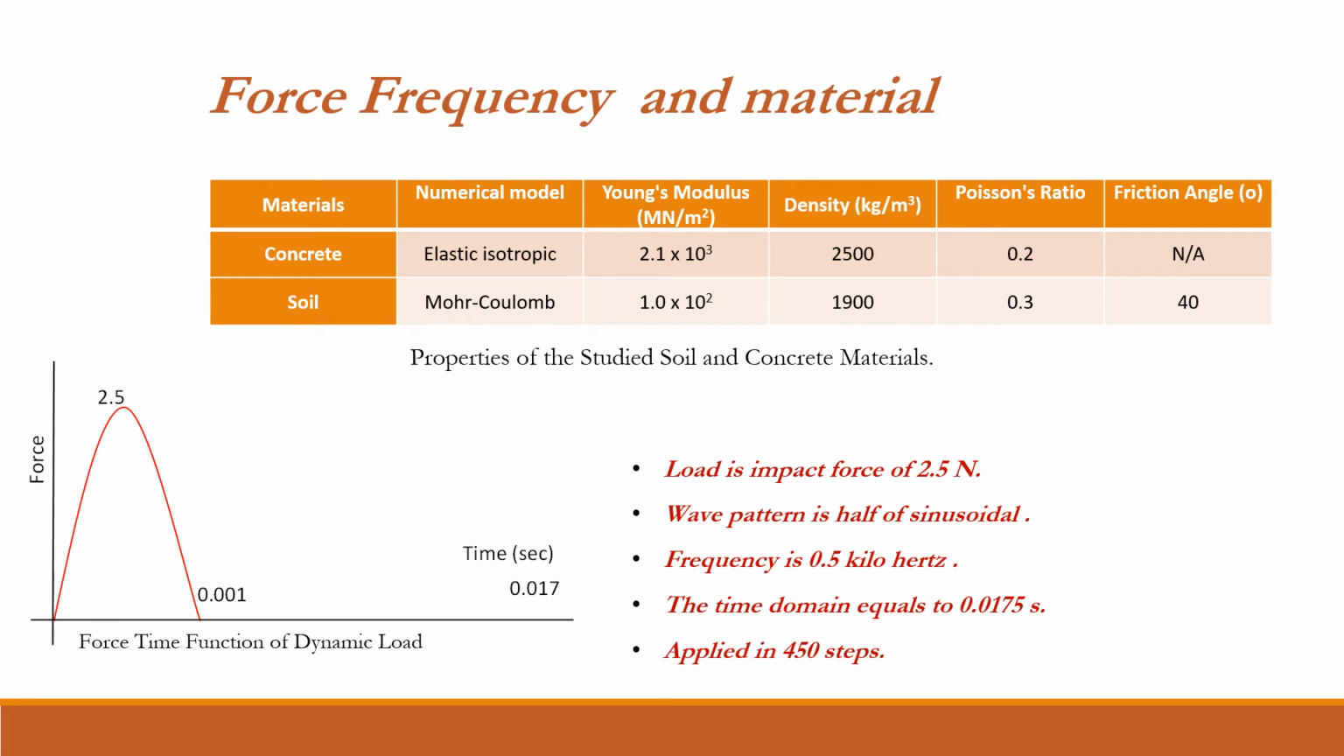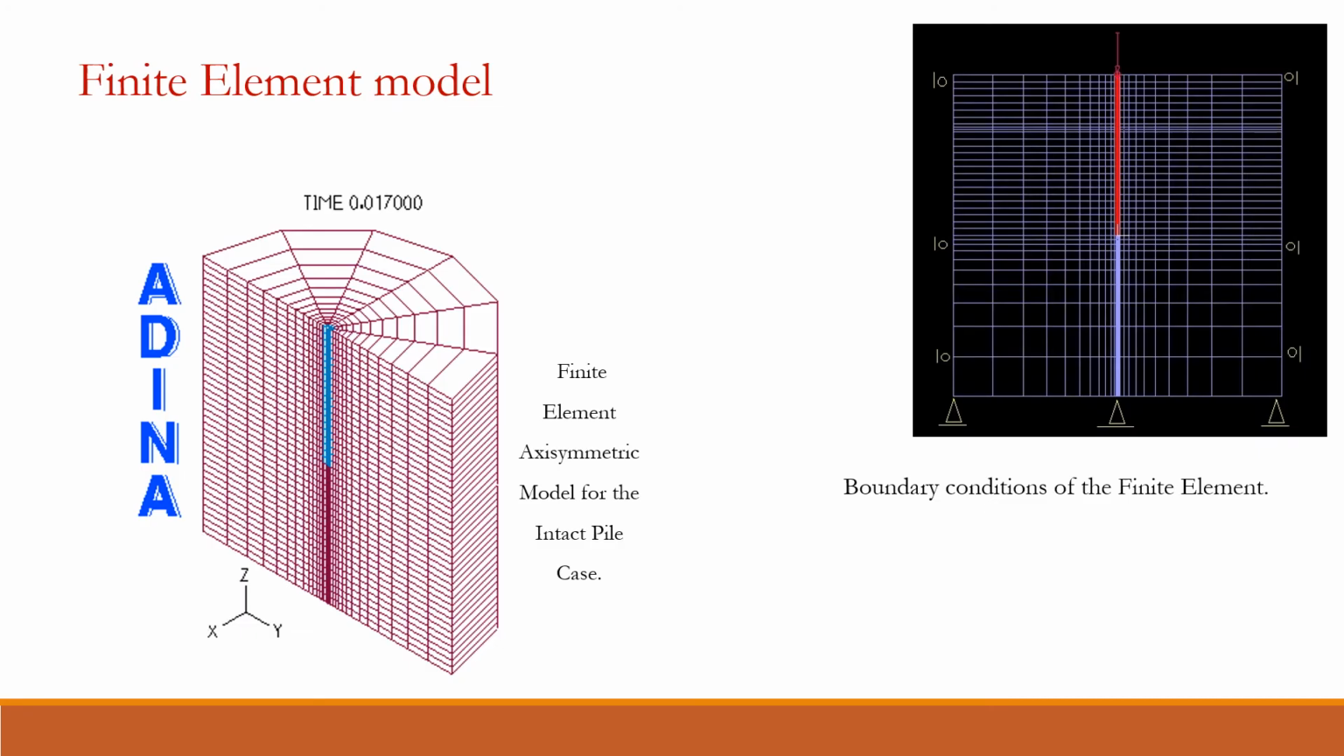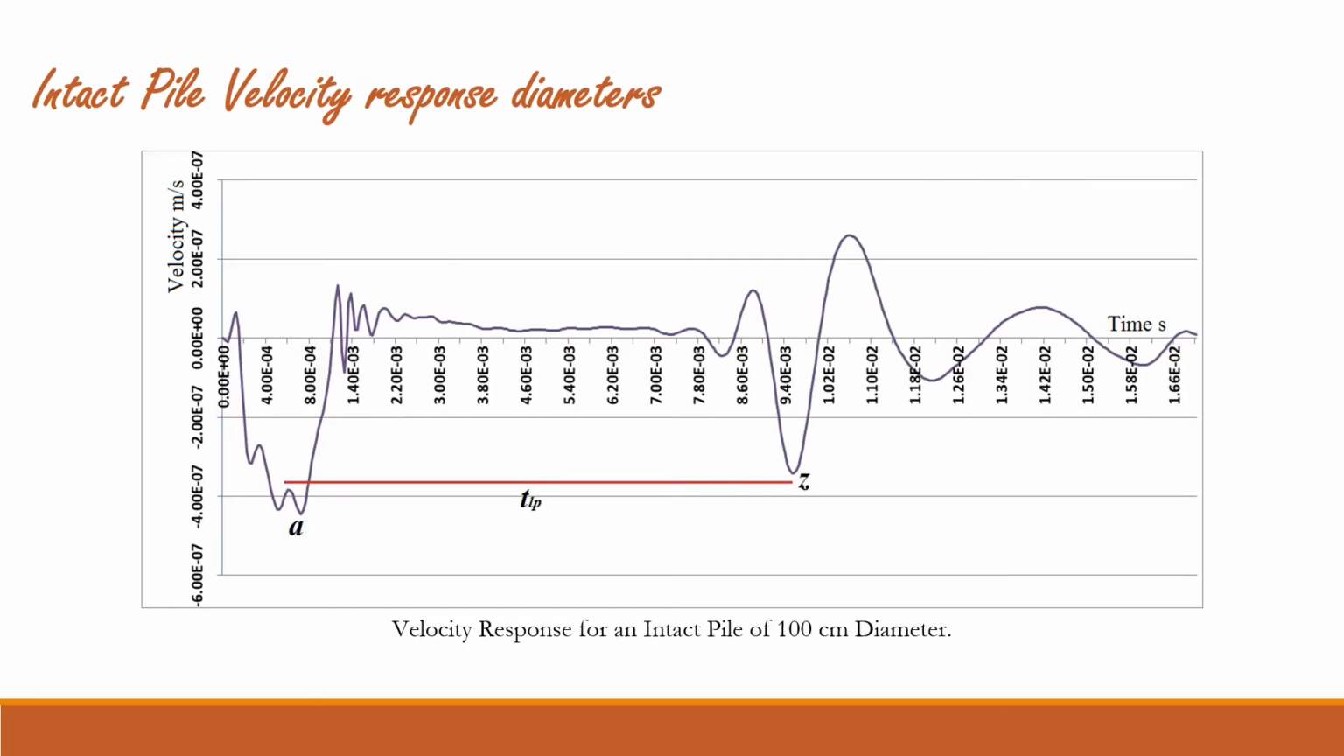The shown table introduces the characteristics of the soil and the concrete, and the force-time relation shown defines the impact force used. The 3D section is for the soil and the pile finite element meshing, and the 2D section is clarifying the boundary constraints. The shown velocity response is for an intact pile of 100 cm diameter.